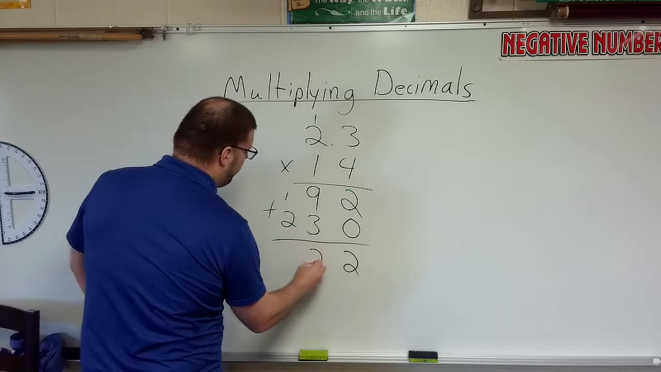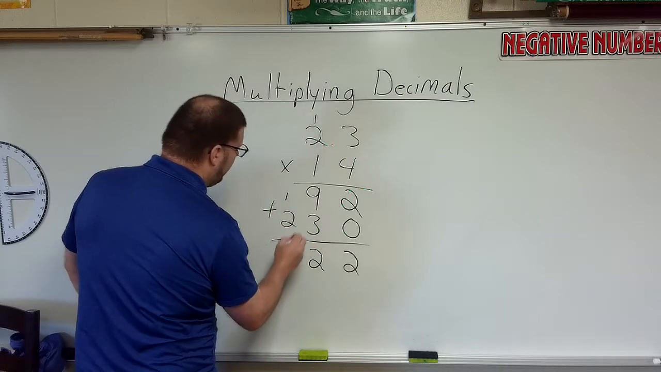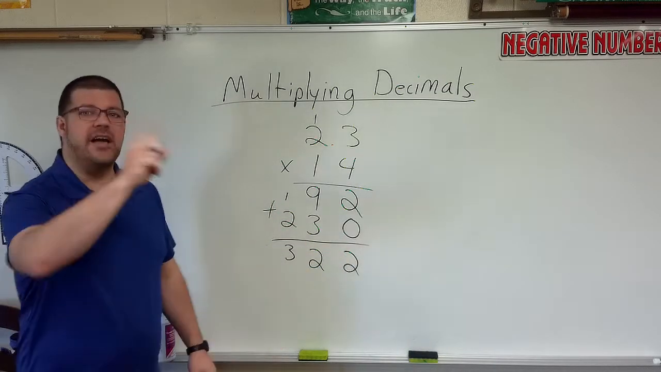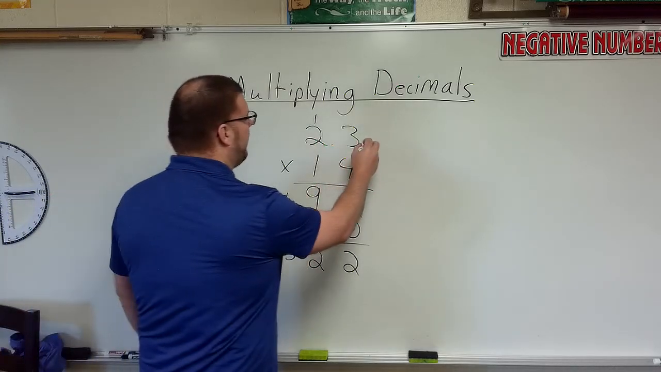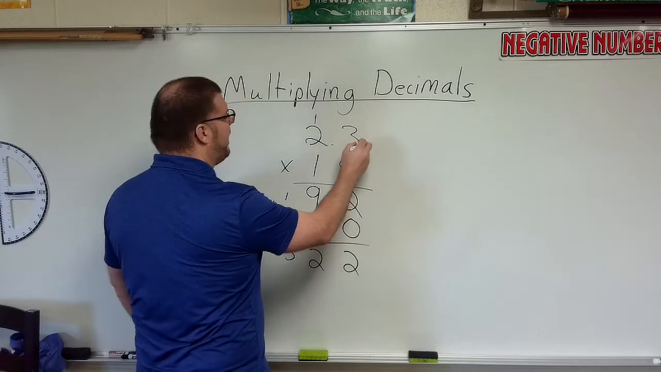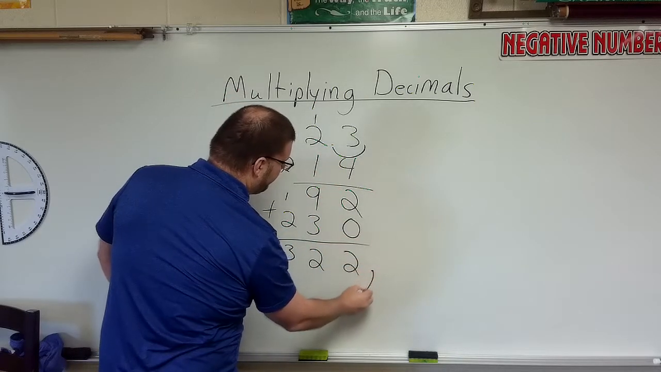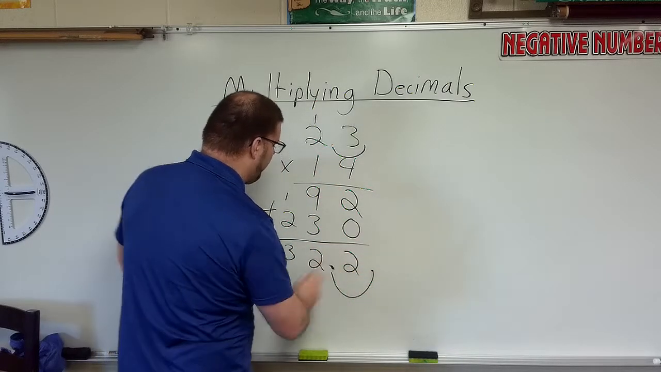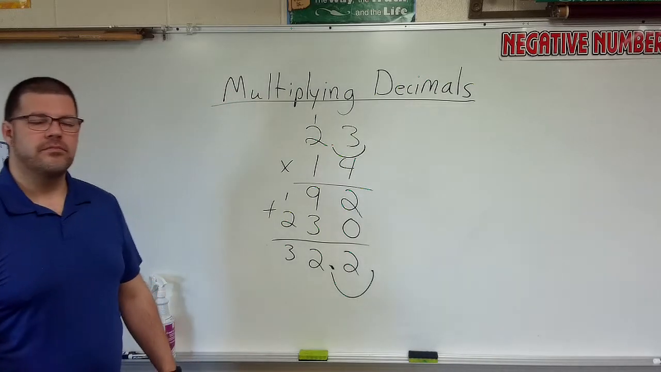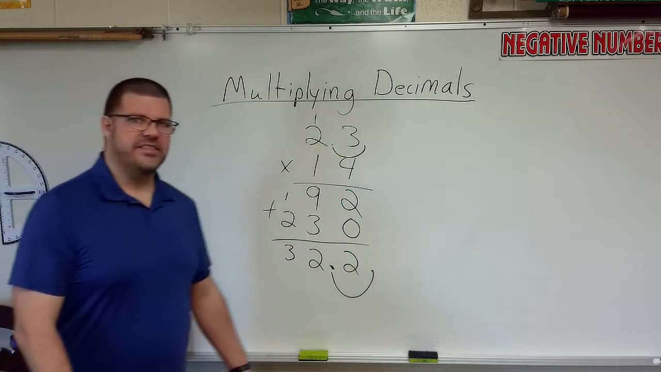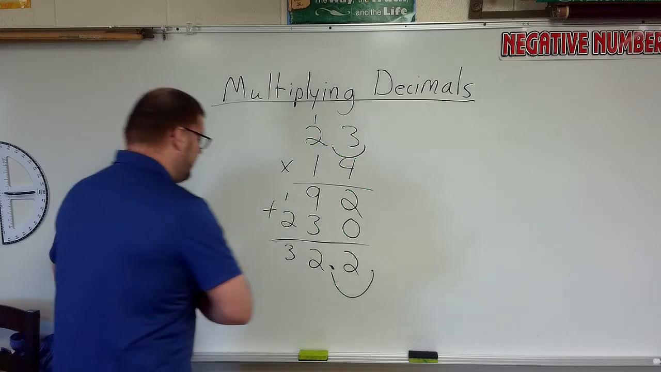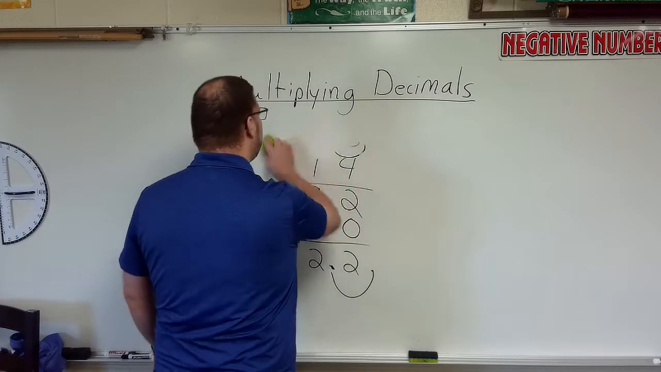That's 12, 3. Now, I got 322, but now we got to add the decimal. Look, I started here, the one with the decimal. I had one hop in. So you come up here, you do 1, 32.2. I hope that makes sense. All right, let's try the next one.